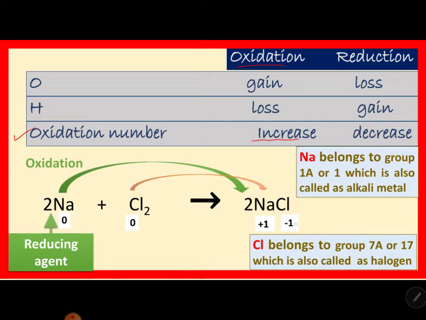Chlorine when converted to product, its oxidation number changes from 0 to -1. This means that oxidation number of chlorine is decreased, and decrease in oxidation number is called as reduction. So chlorine is reduced in this reaction, and we will call it as oxidizing agent. I hope you have understood this video.